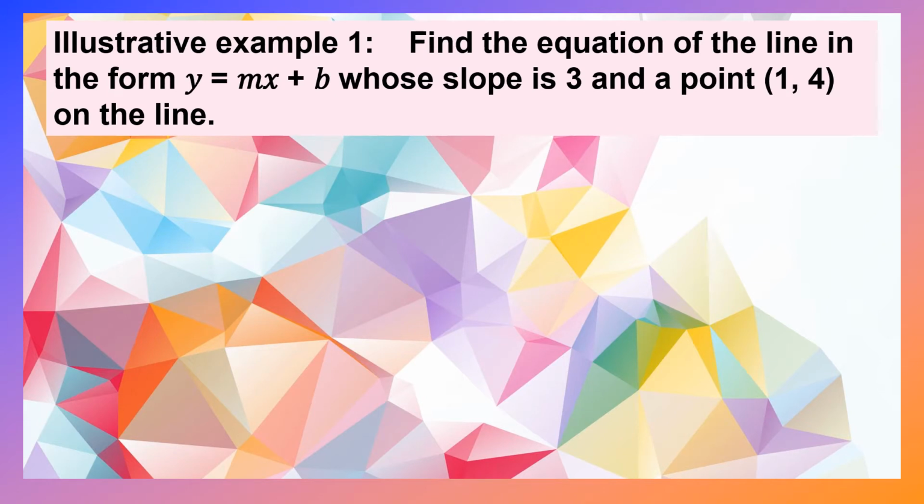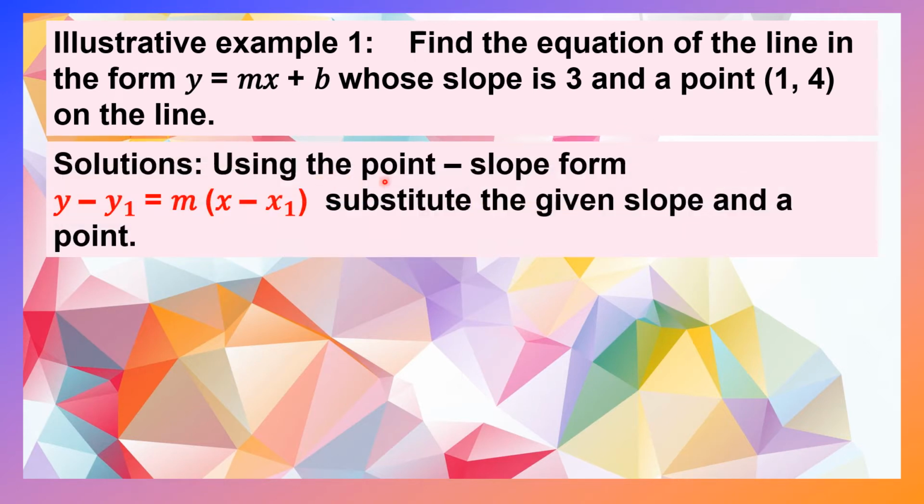Let's have illustrative example number 1. Find the equation of the line in the form y equals mx plus b whose slope is positive 3 and a point 1, 4 on the line. So using the point slope form, y minus y sub 1 equals m times the quantity x minus x sub 1, i-substitute natin yung given slope at yung point.